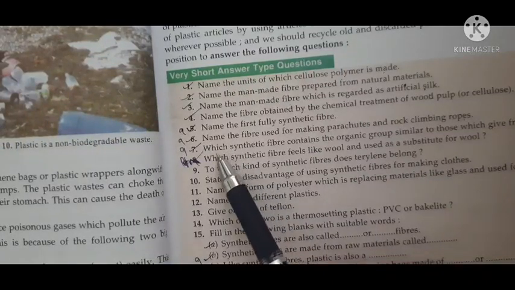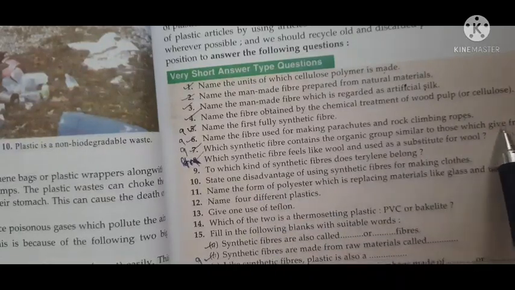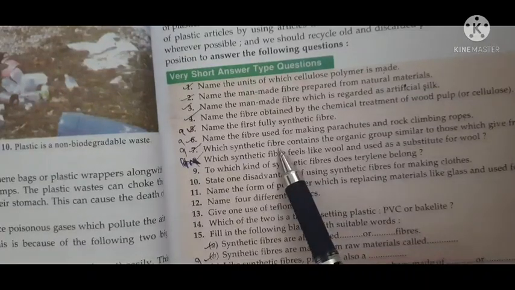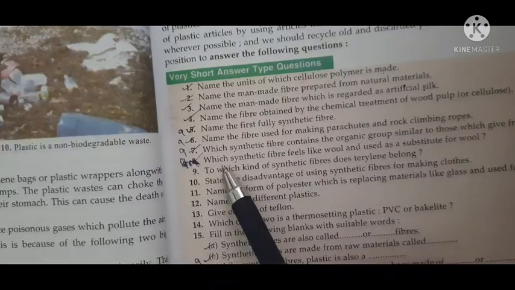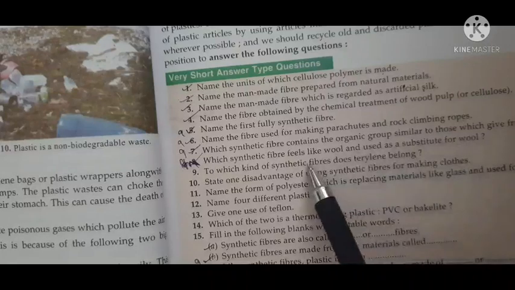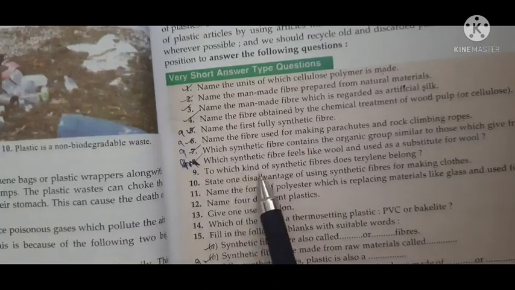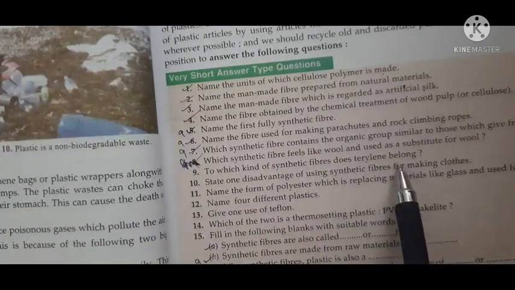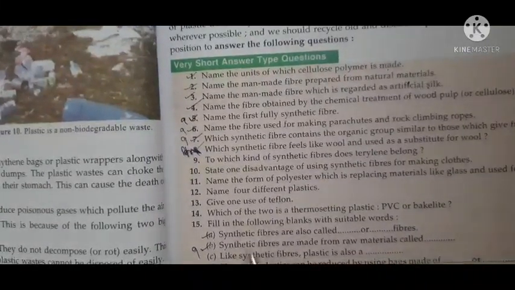Question number 7. Which synthetic fiber contains the organic group similar to those which give fruits their sweet smell? That is, what is the name of that synthetic fiber? It is polyester. Next question. Which synthetic fiber feels like wool and is used as a substitute of wool? That is acrylic. Question number 9. To which kind of synthetic fiber does terephthalate belong? Terephthalate belongs to polyester.